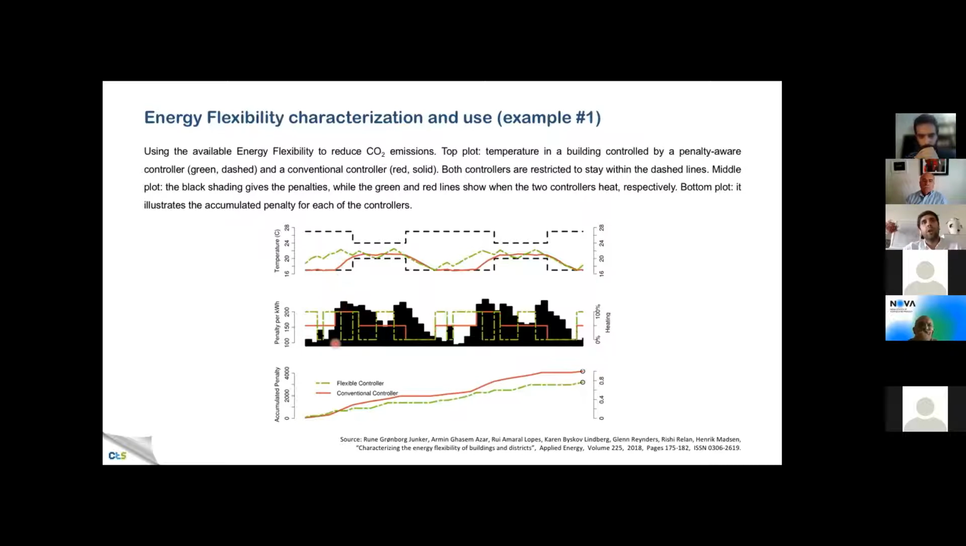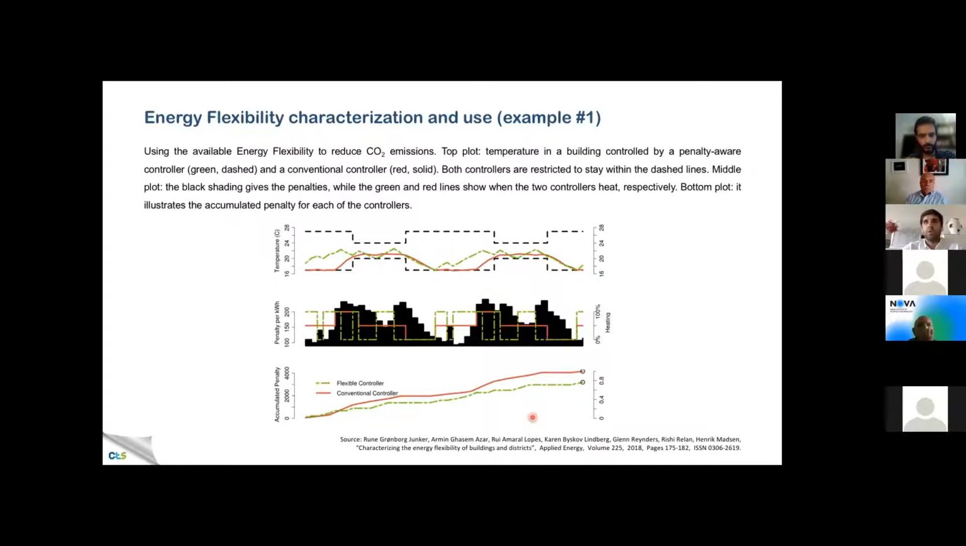So when the CO2 is higher, it is not heating up the building or it minimizes energy consumption during these higher CO2 emission periods. While a conventional controller doesn't care about the CO2 equivalent emissions, it's just focused on minimizing energy consumption. So as a result, we have a flexible controller consuming 20% less CO2 over the period of 2 days than the conventional controller.